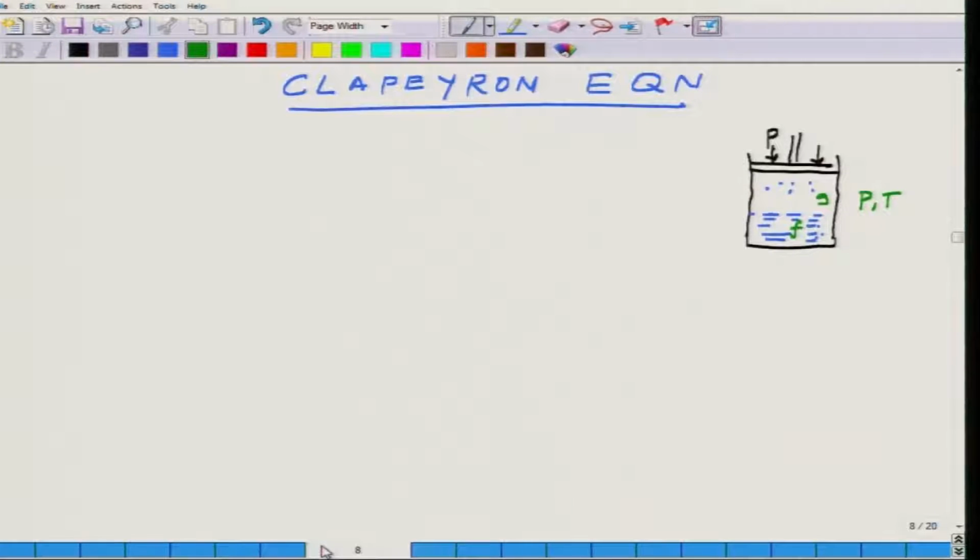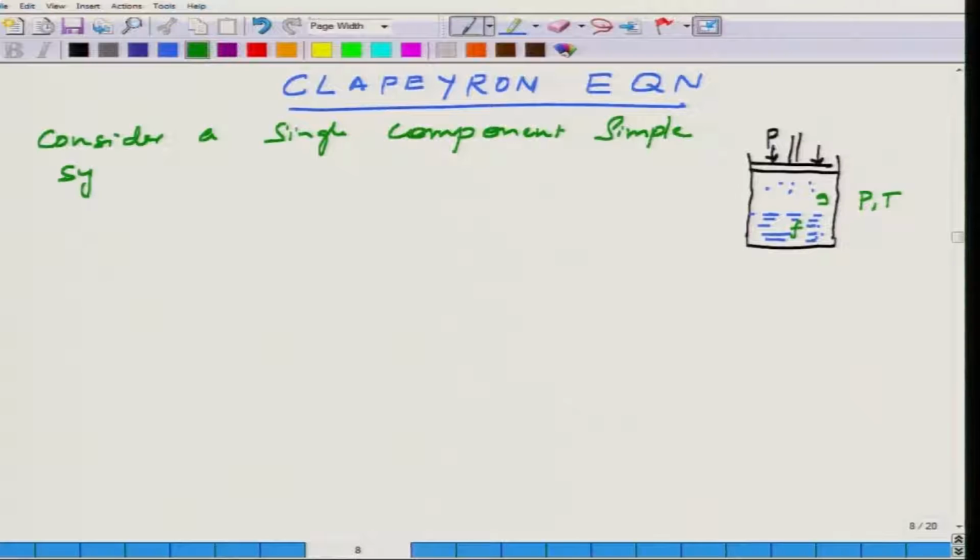We can start with something we call the Clapeyron equation. So let us consider a single component simple system. The situation is such that the pressure is applied by a massless, let's say, piston, and you have fluid, and at this pressure and temperature this fluid undergoes phase separation, leading to a vapor phase which we say g, and a liquid phase which we say f.